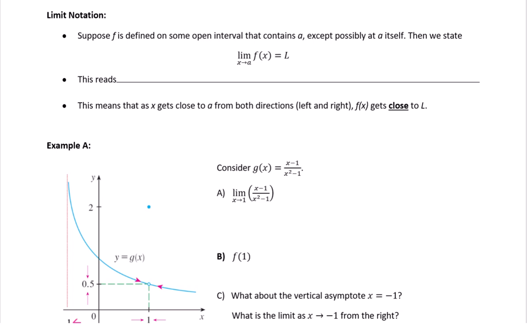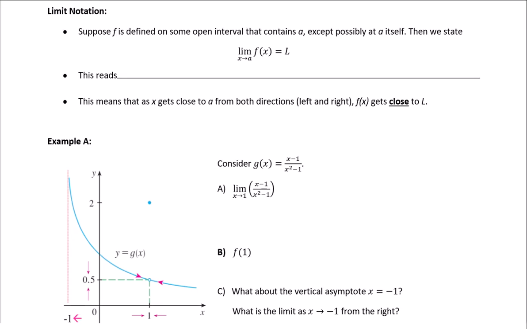So let's take a look at the notation. Suppose f is defined on some open interval that contains a, except maybe a itself. We can state the limit of the function as x approaches a by this notation here. F of x is the function, x is approaching a, and our L is the function value or output value the graph is approaching. In other words, it's approaching L even though it may not be defined at L.